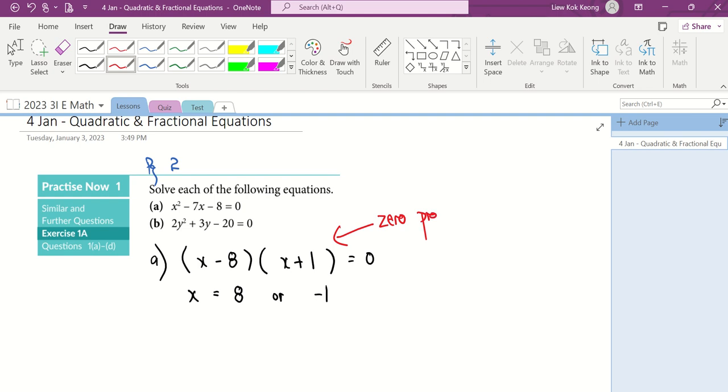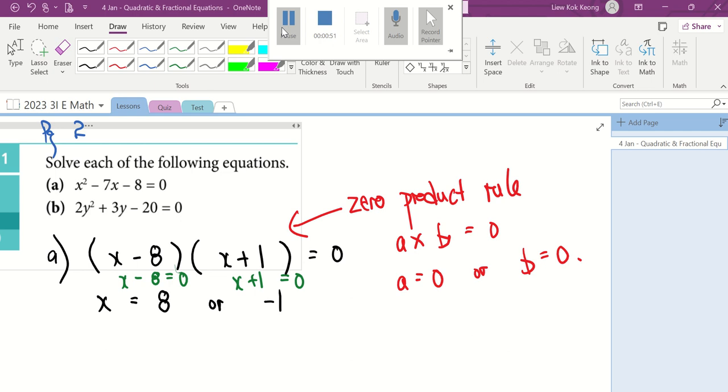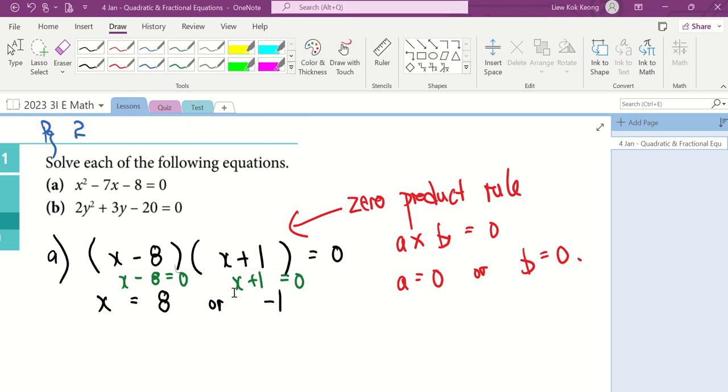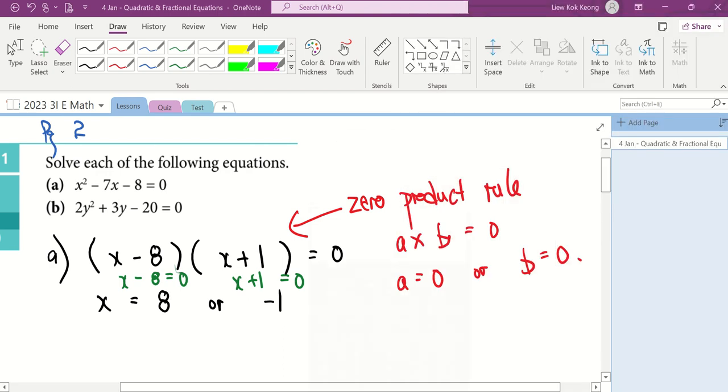Are you all aware? Okay, what does zero product mean? If A multiplied by B is equal to 0, this means A must be equal to 0 or B must be equal to 0. Okay, but I choose to ignore the intermediate step. What is the intermediate step? Okay, so I don't exactly have to show the step in green. So this is making use of calculator. Can? Okay.